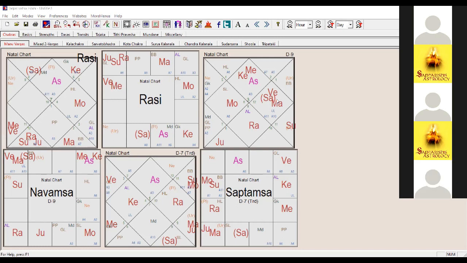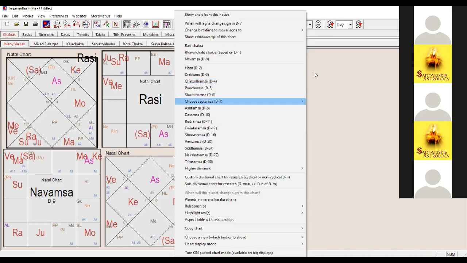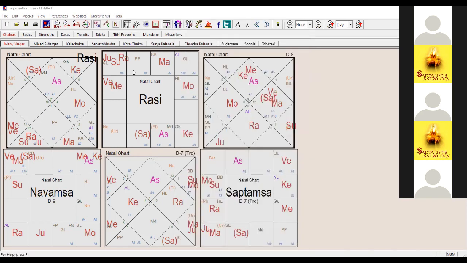So before you shift to the D10 chart, sir, I'll ask one thing. It's a very fussy question. If a native has already given birth, the birth has already taken place, but the event is not seen in the Saptamsha chart, then birth rectification is needed for that native? Yes, it's needed. Yeah, I got the point.